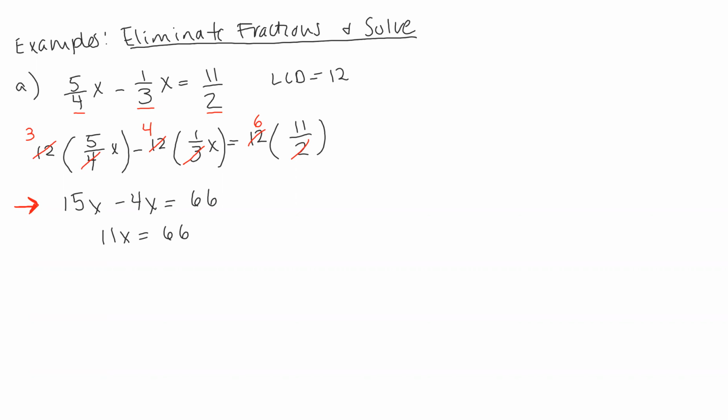We're going to undo the multiplication of 11 and x. So we divide both sides by 11. The 11s on the left cancel. I get 1x. And then 66 divided by 11 is 6. So the final solution here is 6.